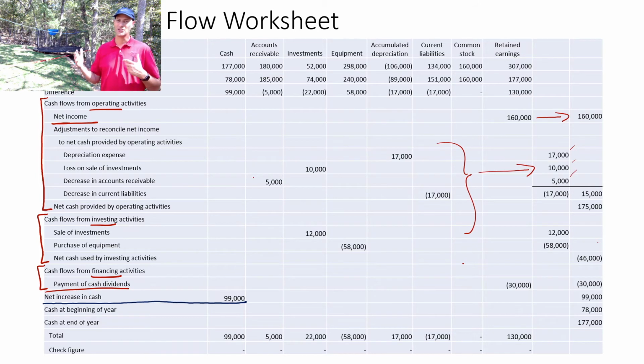We're also adding back our loss on sale of investment. Again, that was a non-cash transaction. Actually, when we sold the investment, we received cash. We didn't give it up. But that $10,000 loss is sitting in net income, so we need to add it back to net income: $10,000.